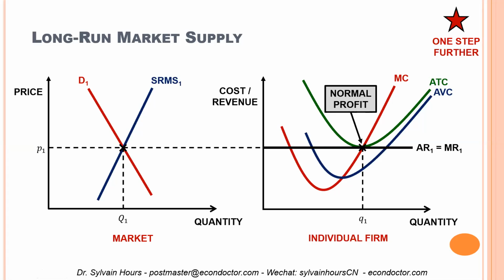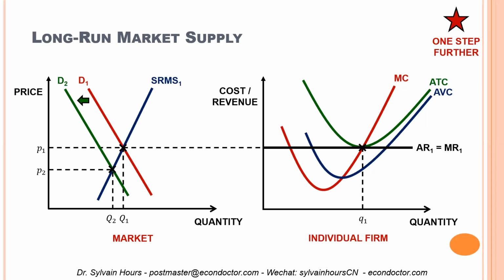Now let's introduce a change. Let's just say that demand decreases for some reason. Perhaps there is a decrease in income, a decrease in GDP, or decrease in income in this market, so the demand for that product decreases. So we are going to have, in the short run, a new market equilibrium, Q2, lower price, lower overall quantity.